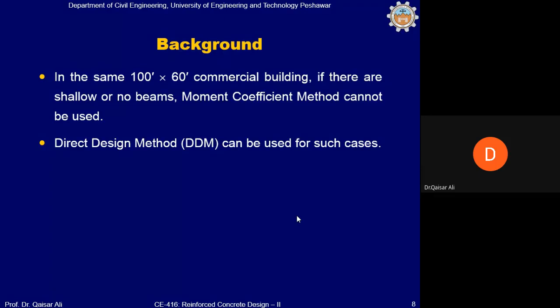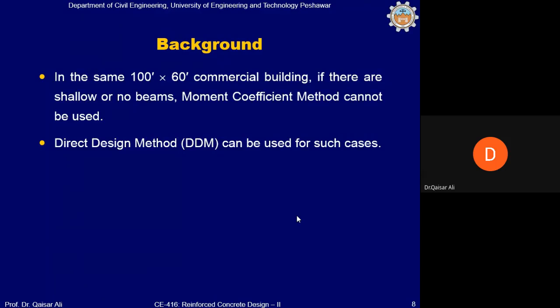Okay, so all these methods that we have been using in this course for analysis are basically approximate methods of analysis, and these methods are recognized in one or other form by the ACI code. If you remember, we have clearly said in the previous lectures before the midterm that this ACI moment coefficient method for two-way slabs where there are stiff beams no longer exists in the ACI code for several reasons that have been explained in that lecture.